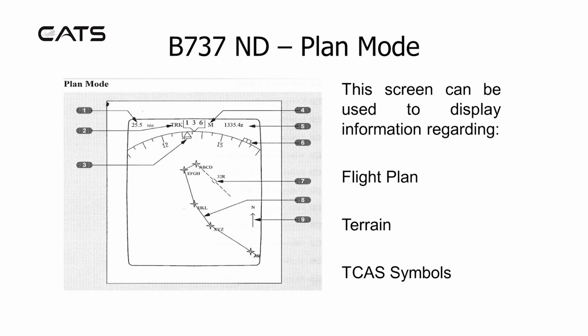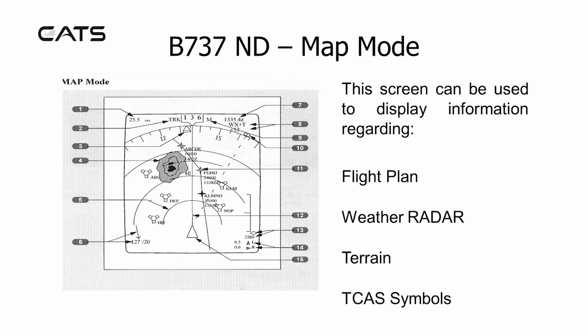Plan mode. This screen can be used to display information regarding flight plan, terrain and TCAS symbols. It can be recognised with the north reference symbol shown as 0.9 on the diagram. Map mode. This essentially looks like a map and doesn't have the north reference arrow on it.